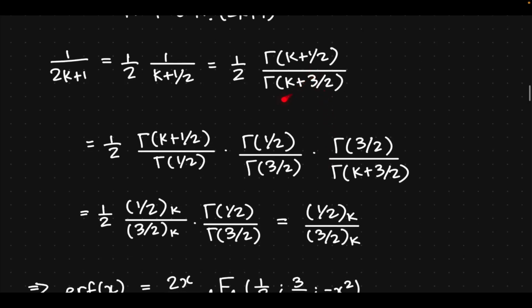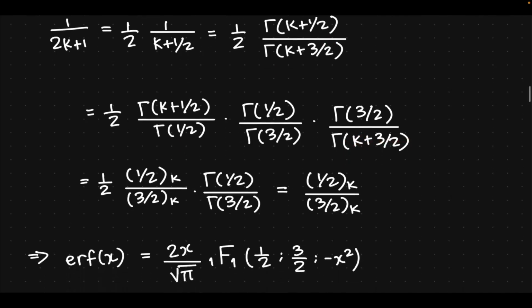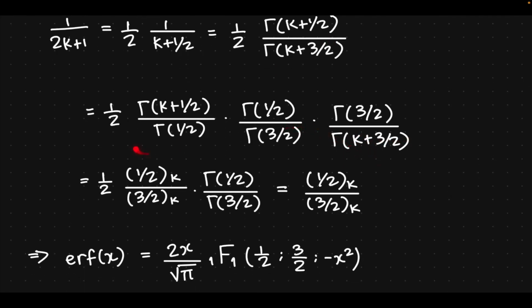And we can just break apart these gamma functions because we're just going to insert a 1/2 factor and a 3/2 factor and divide by those. So 1/2 gamma of k plus 1/2 divided by gamma of 1/2 times gamma of 1/2, so those two will cancel, over gamma of 3/2 times gamma of 3/2, so those two will also cancel if you want to equate that to the original, divided by gamma of k plus 3/2. Advantage of doing that is we can rewrite this as the Pochhammer symbol.